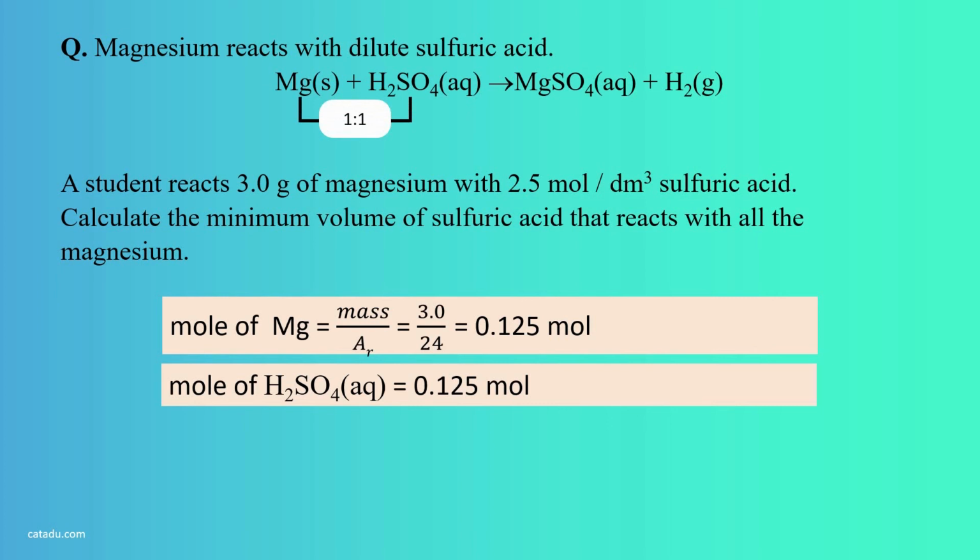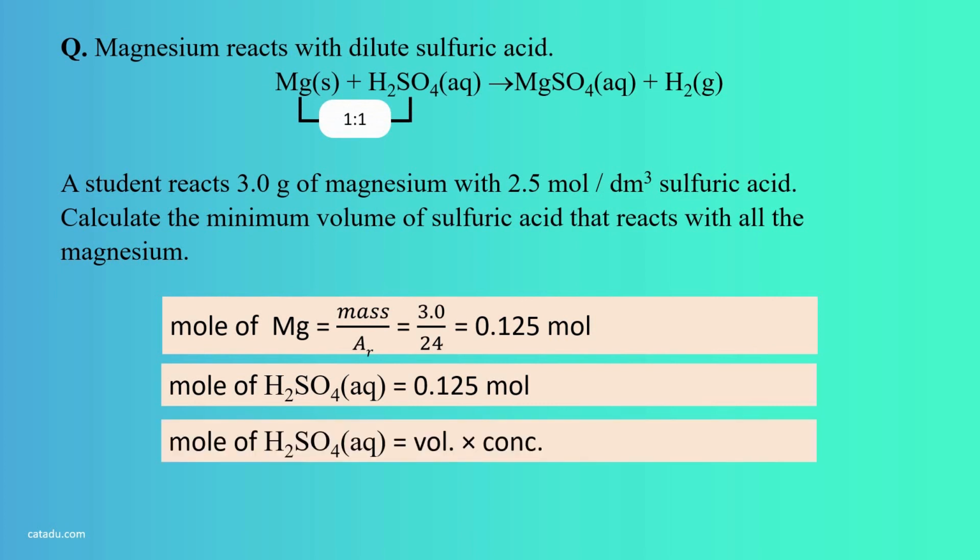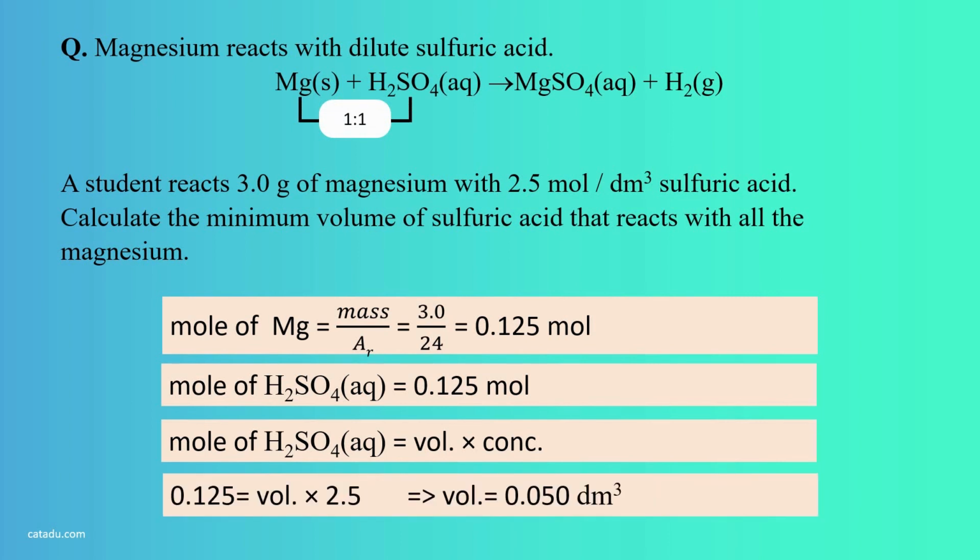So mole of sulfuric acid equals volume into concentration. Using this formula we can find out the volume. It is quite easy. The volume is 0.50. If you know this very simple mass, you can do it easily.